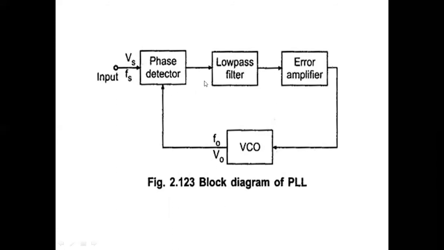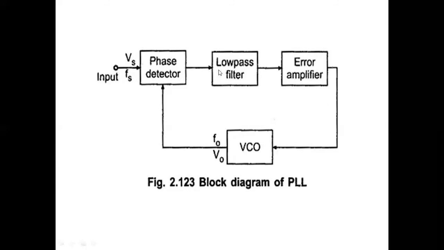The output of the phase detector is connected to the low pass filter. Again, the low pass filter output is connected to the VCO by using an error amplifier. Whenever we apply some input to the phase detector, its output is proportional to the phase difference of these 2 signals, having the frequencies Fs and F0. That means the phase detector acts as a multiplier and it produces the sum and difference of the 2 frequencies which we apply to it. That means at the output we get Fs plus F0 and Fs minus F0.